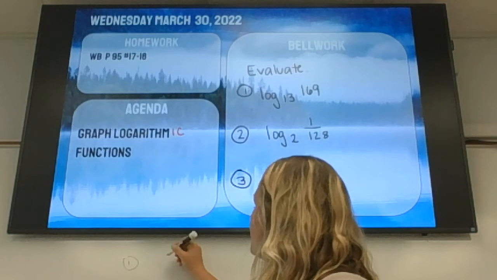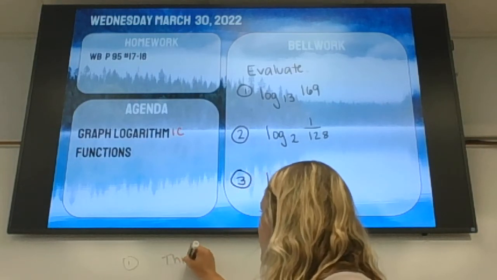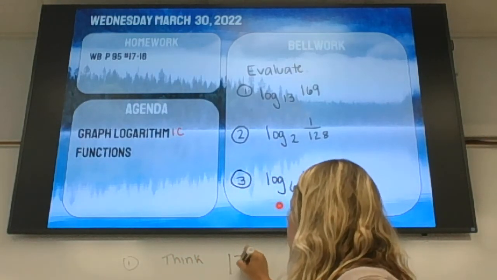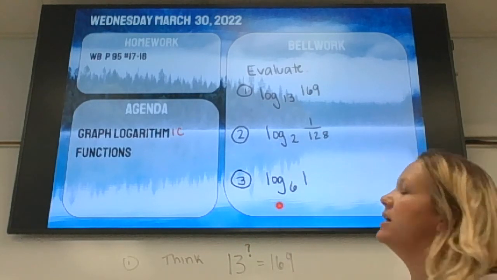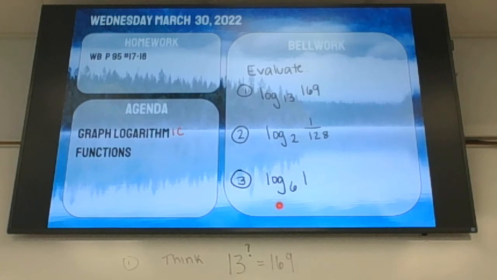So I think when I read this, I think, 13 to what power is 169? And what do you guys come up with? 2. The answer is 2. 13 squared. So number 1 is 2.